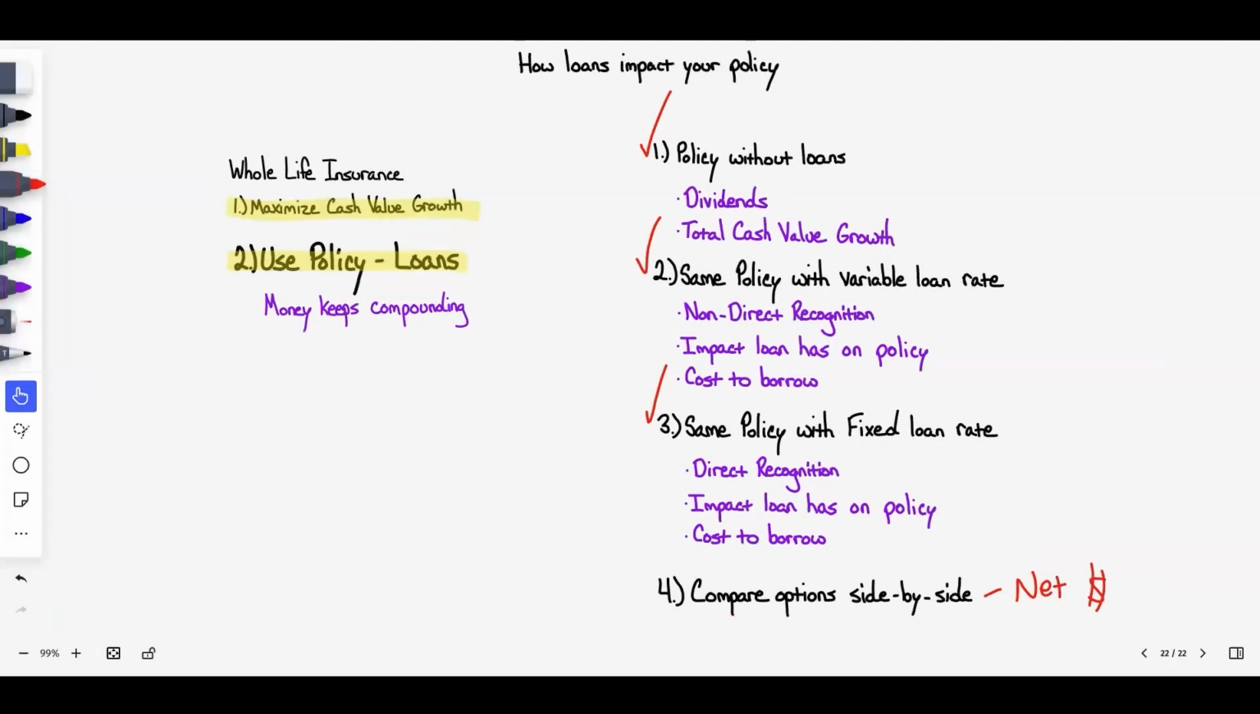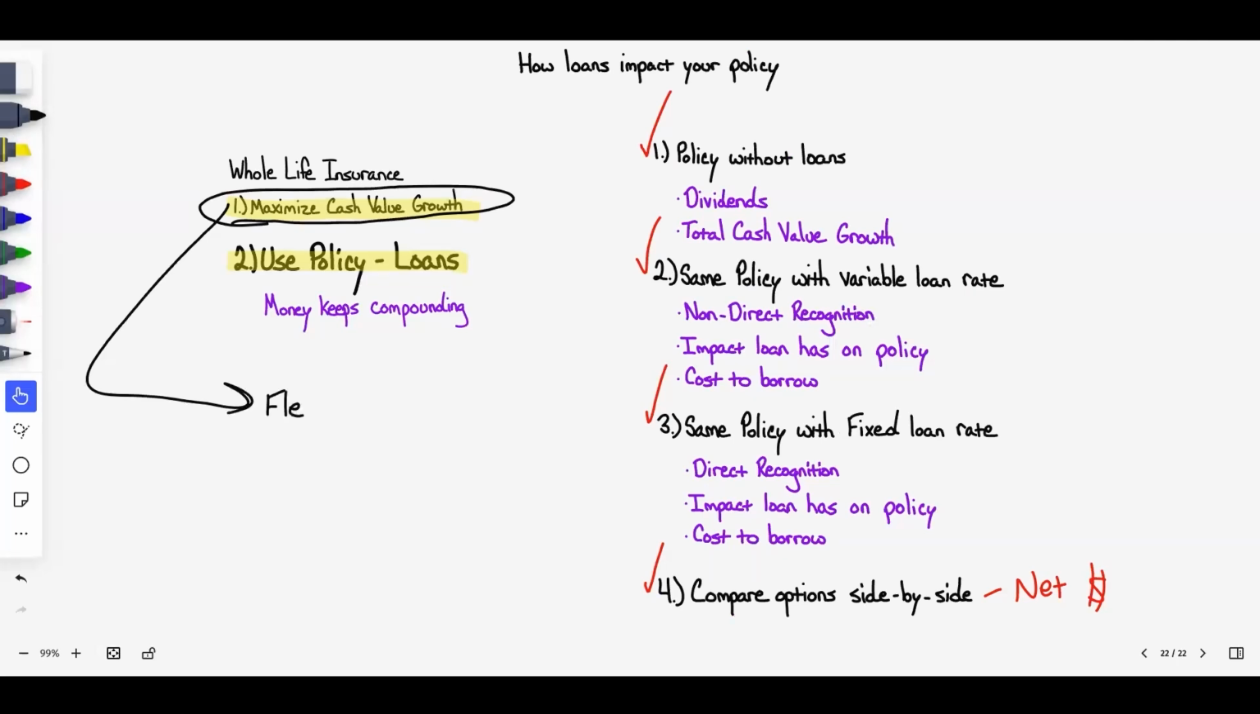What we usually like to focus on with individuals is first getting the policy right in terms of A, maximizing the cash value growth. That's most important. But then B, making sure that the policy is also flexible. This is typically the most important piece to individuals.